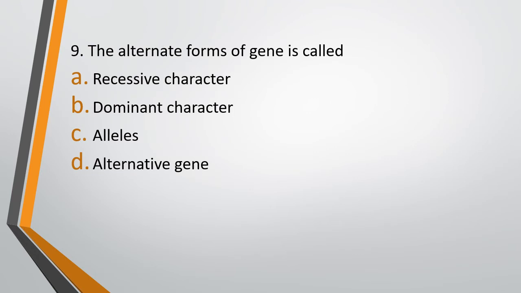Question 9. The alternate forms of gene is called as recessive character, dominant character, alleles or alternative genes. The correct answer is option C, alleles.